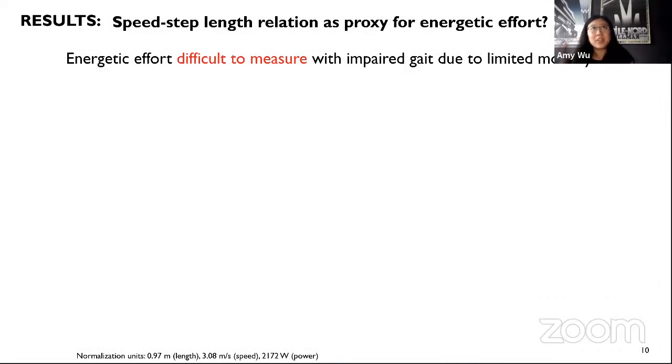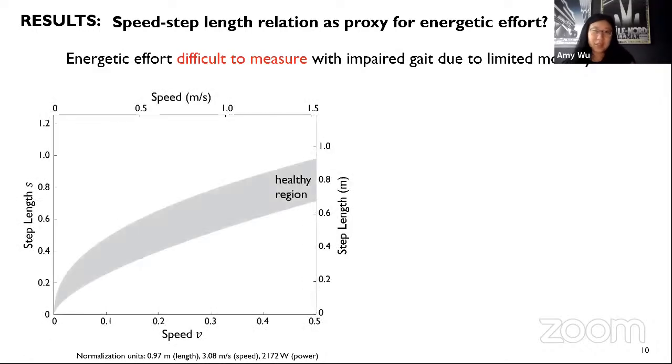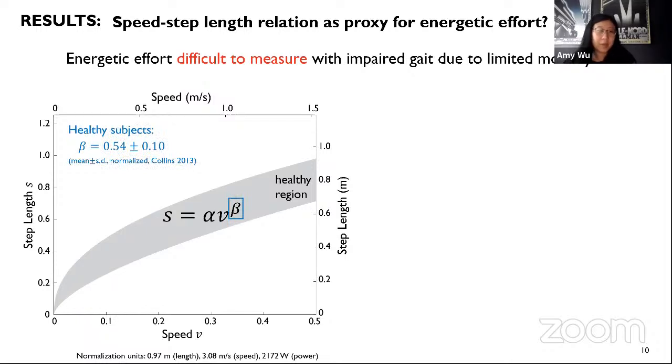We wanted to not just look at a subset of strides, we wanted to look at the entire gait. It's really hard to apply what we could do with healthy subjects, such as measuring energetic cost, with a patient population because they can't walk as long as healthy humans can. So we thought about using the speed-step length relation as a proxy for energetic effort. Here I show you the plot of speed and step length, where the gray area is the healthy region. The step length is proportional to speed to some coefficient, so there's some sort of power law in the way we prefer to walk. For healthy subjects, the coefficient is about 0.54. If you were to deviate from this, it would imply that you are using more energy, because this is our preferred region that coincides with minimal cost.